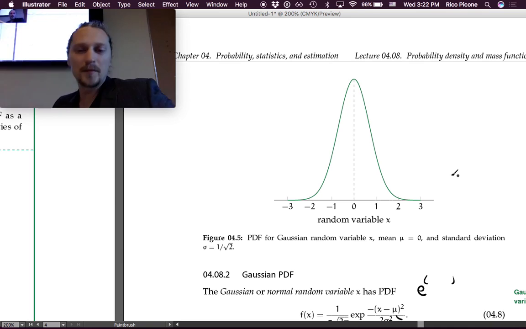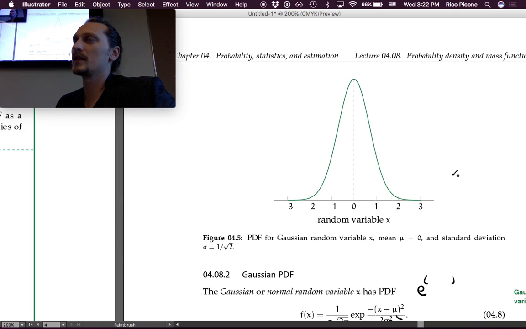Okay, so that is the Gaussian PDF. Any questions on that before we go on to the next lecture?